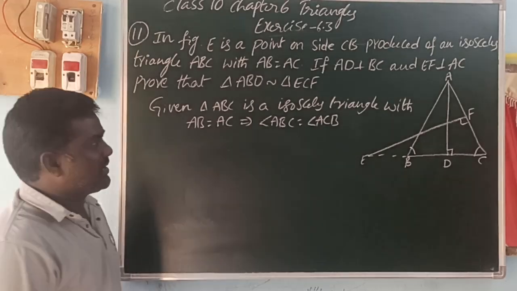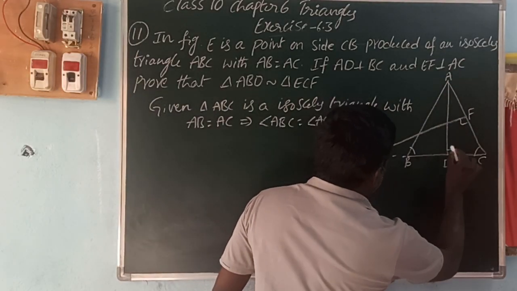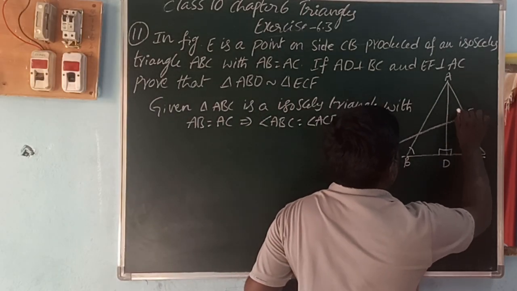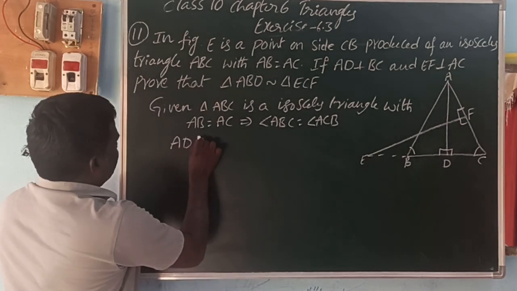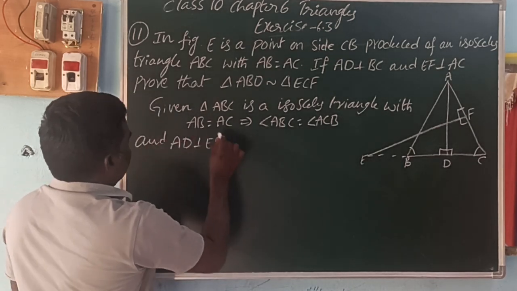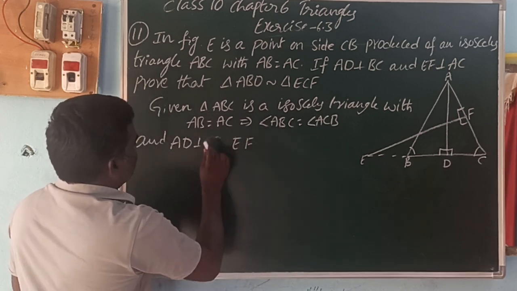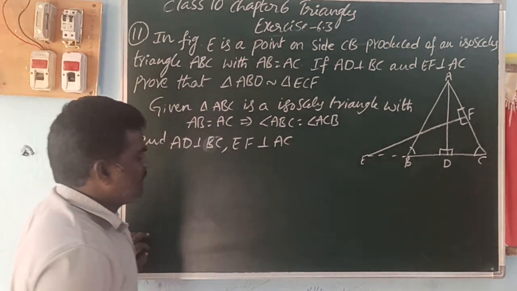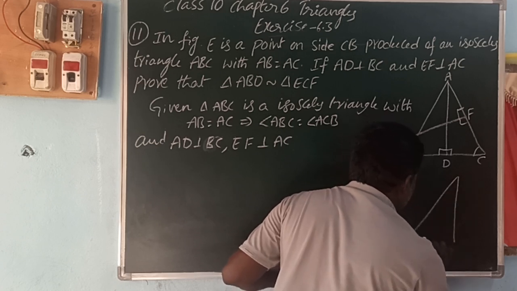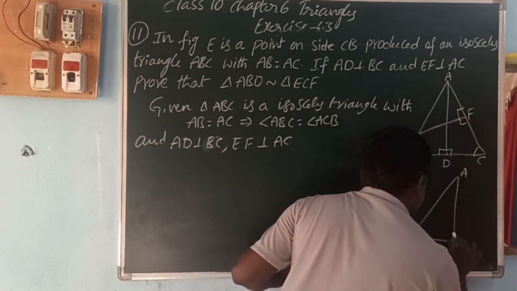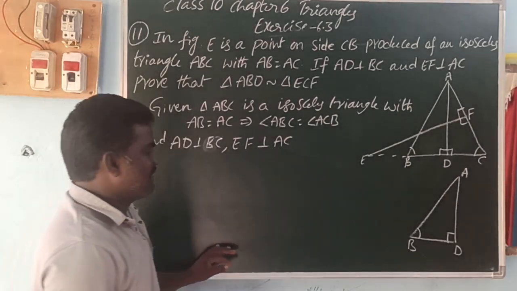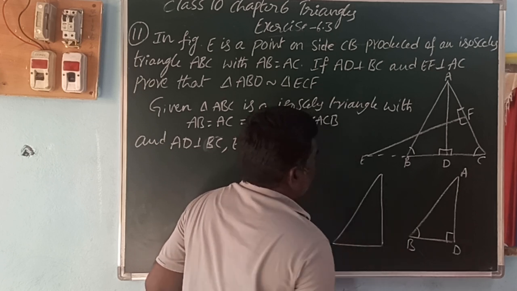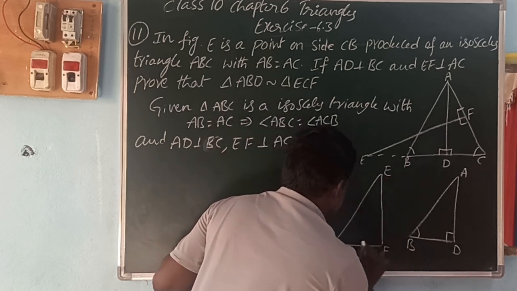Next, AD is perpendicular to BC. Perpendicular means it is 90 degrees. Here 90, and here also 90. So here AD is perpendicular to BC, and EF is perpendicular to AC. Prove that triangle ABD is similar to triangle ECF.